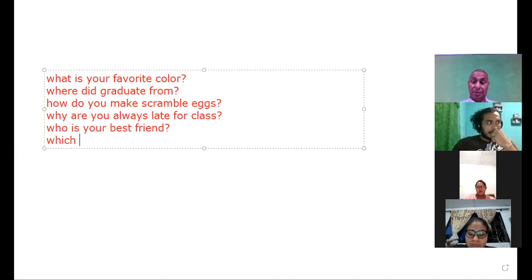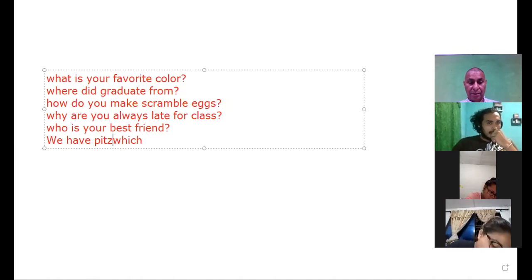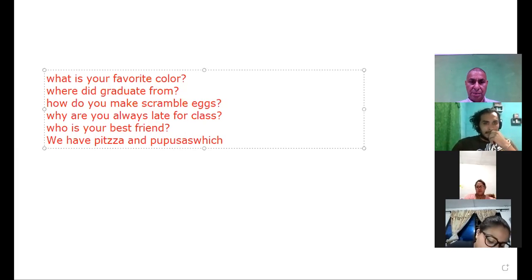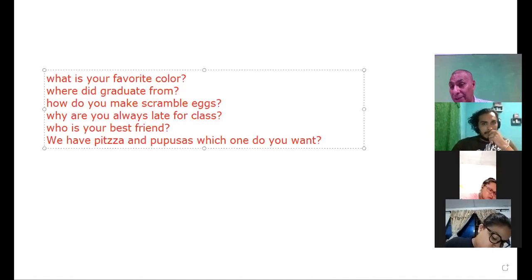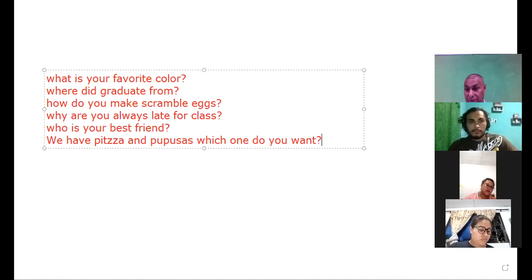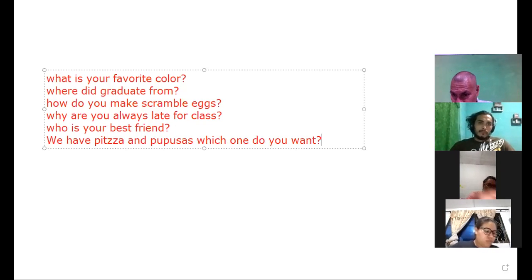Y el which lo usamos para opciones. Yes, we have pizza and pupusas. Which one do you want? Tenemos pizza and pupusas. ¿Cuál de ellas quieres? Entonces lo usamos para una opción. We can choose between two items or two people. We have Ana Robles and Kenia Yamilet Urbina. Which one is your best friend? Cualquiera de las dos. Entonces cogemos solamente uno. Que en este caso está duro escoger, ¿verdad? Así que fue un mal ejemplo.